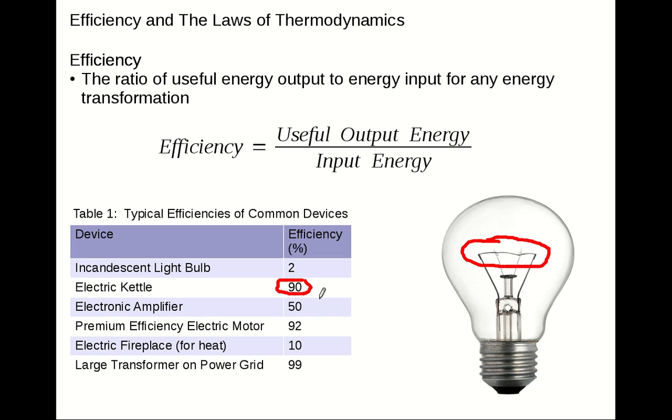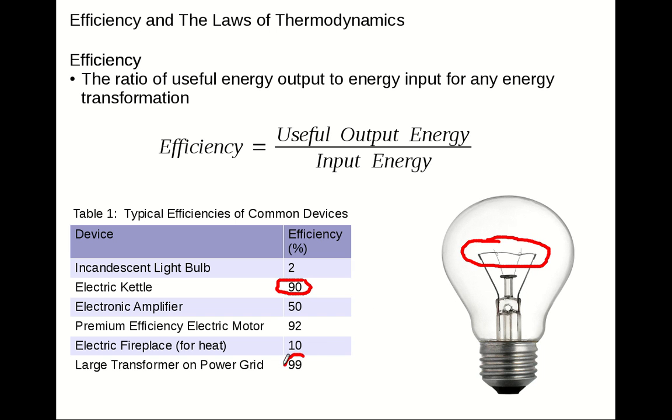The electronic amplifier, this is the kind of amplifier you use in computers and those kinds of devices when you're amplifying a signal. 50% efficient. A really high efficiency electric motor, about 92% efficient. An electric fireplace used for heating would be 10% efficient or so, and that's because it's really not designed for heating. It's really just designed to produce light and to look nice. A large transformer on the power grid, those big transformers you see out on the poles outside your house or on the street, is 99% efficient.